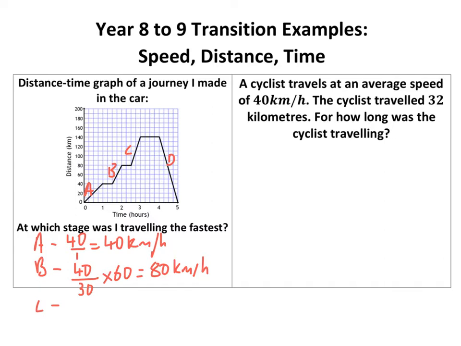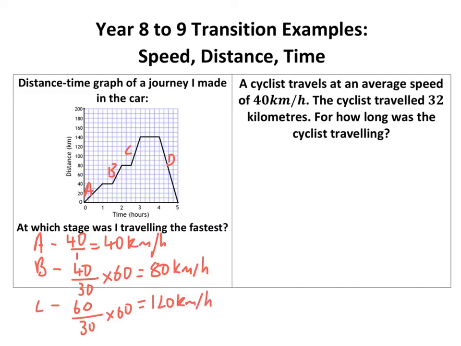Now C, so I'm getting quicker, maybe the engine's warming up or something. In half an hour I've done 60, so we're doing 60 times 2, and so therefore that's going to be 120 kilometres per hour. I wonder what the speed limit was on that road.